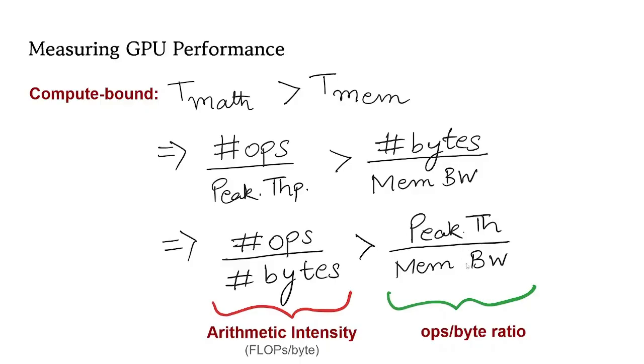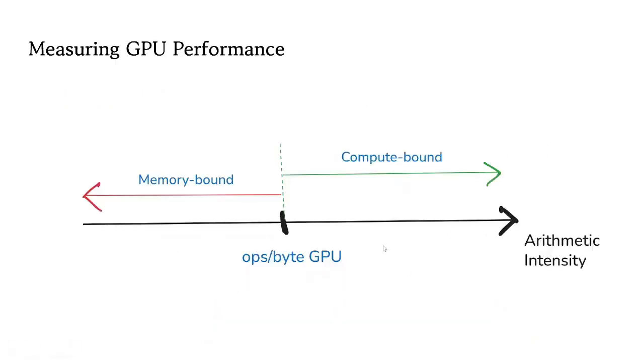And this quantity is telling me the minimum number of operations needed per byte of data transferred to be able to keep the GPU as fully busy as possible. Diagrammatically, the arithmetic intensity of our algorithm can lie anywhere on the spectrum. The ops byte ratio of the GPU is a point on the spectrum.